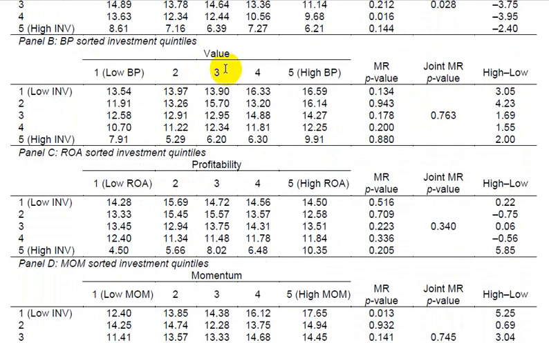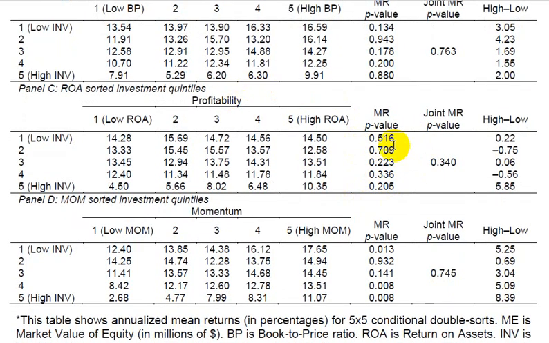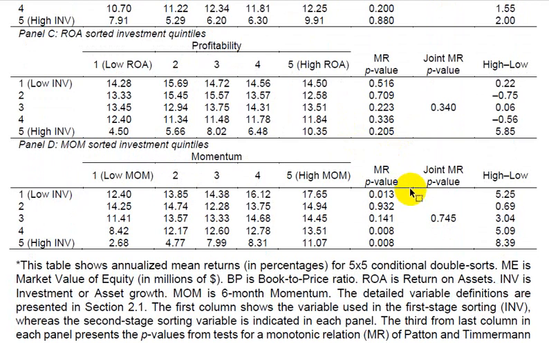The value factor, when controlled for the investment, doesn't seem to have a monotonic change in any of the levels of investment or jointly. Same goes for the profitability side as well. However, we do see it in the momentum side for several of the levels of investment, but this one at the second quintile really hurts the joint MR here.